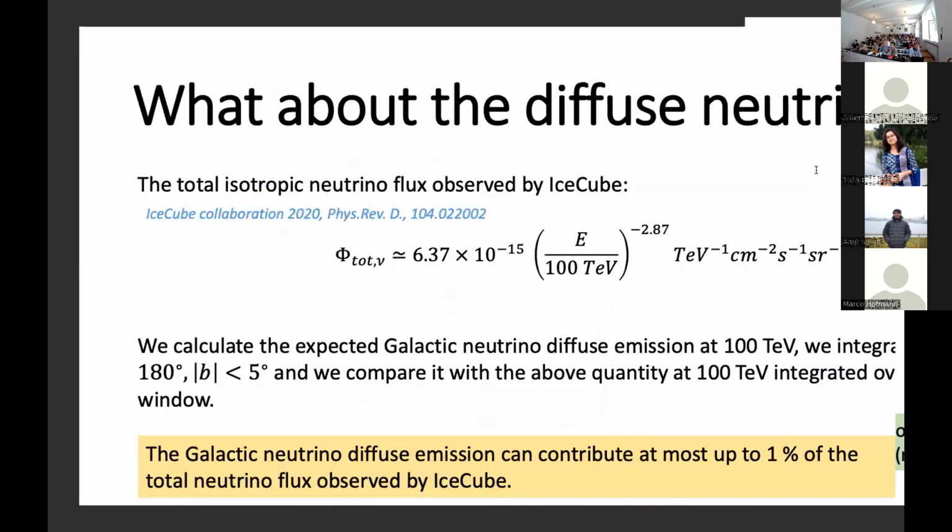So we did a rough estimate of the contribution from the galactic neutrino diffuse emission to the IceCube signal. Here the IceCube signal is taken from the 7.5 years analysis and is the best fit for the high energy starting events, which we think could be contaminated by galactic events. We calculated the expected galactic neutrino diffuse emission at 100 TeV integrated over this galactic window and compared it with the flux calculated at the same energy and integrated over the same window. We found that the contribution is quite small: the galactic neutrino diffuse emission can contribute at most up to 10% of the total neutrino flux observed by IceCube.